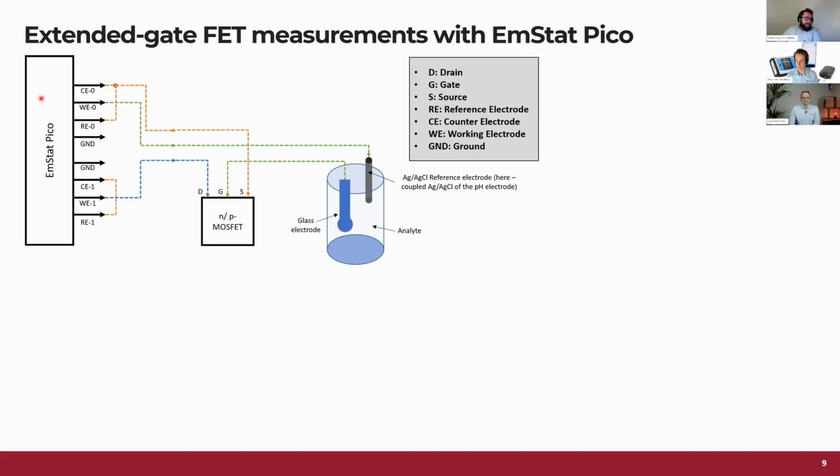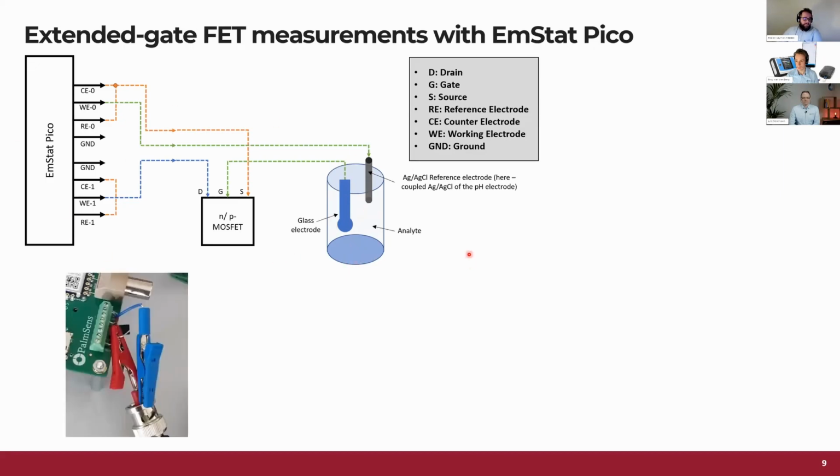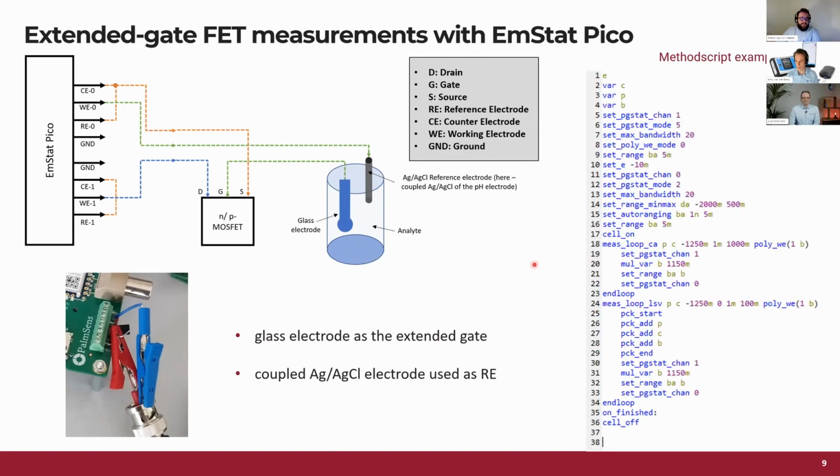So we connected it as follows, as in this scheme. This is how it looks in reality. It's not a very sophisticated system, but you will see that it still works. Again, the glass bulb of the glass electrode is the extended gate, and the coupled Ag/AgCl electrode is used as the reference electrode here.